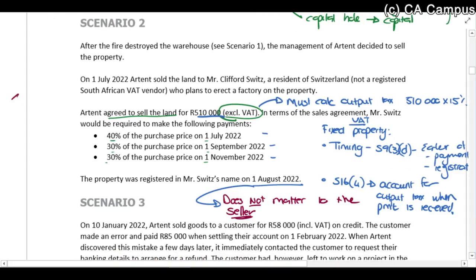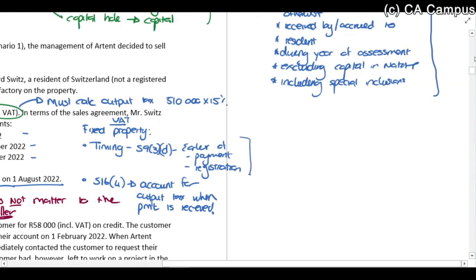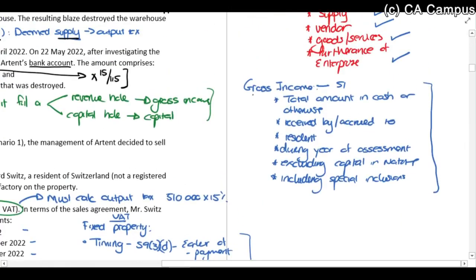From an income tax perspective, what do we think is going to happen there? Again, you receive an amount, so we have to think about gross income. Is it a total amount of cash? Otherwise, it's cash. It's received by them. They're a resident at the end of the year. Is it capital in nature?